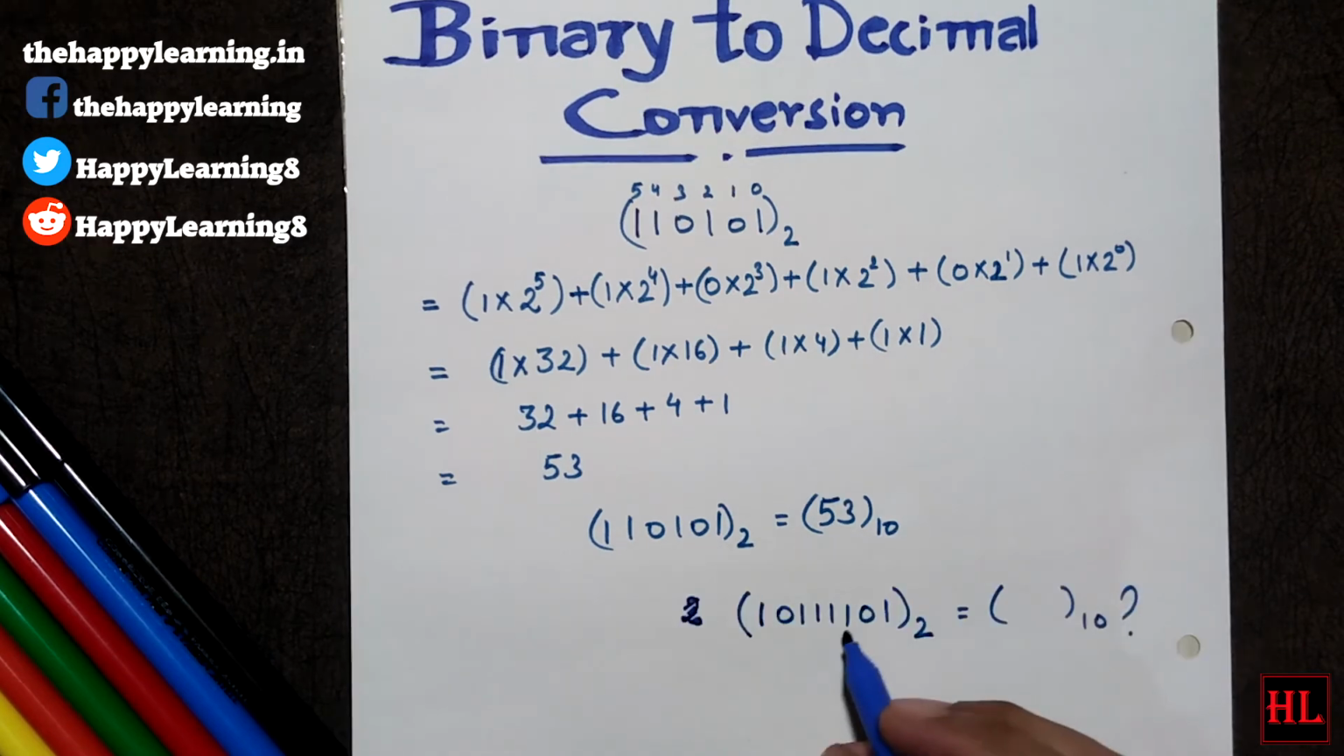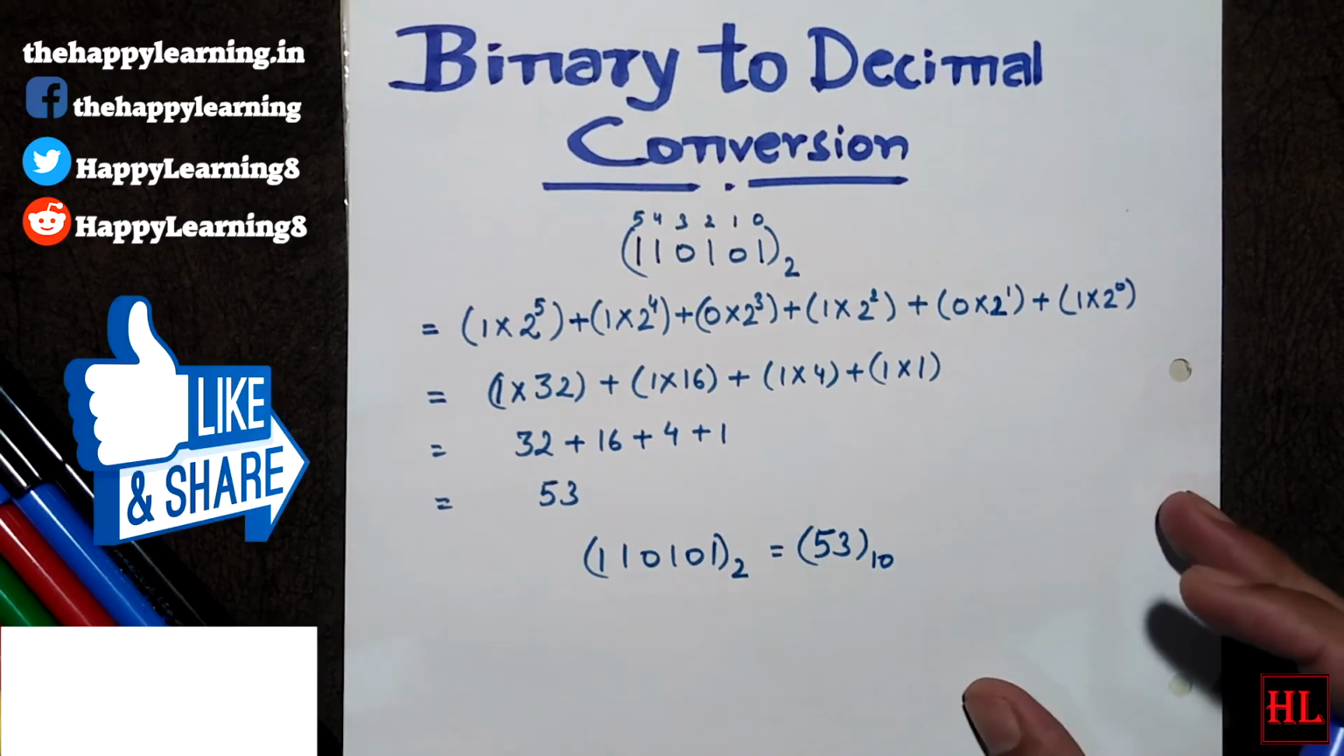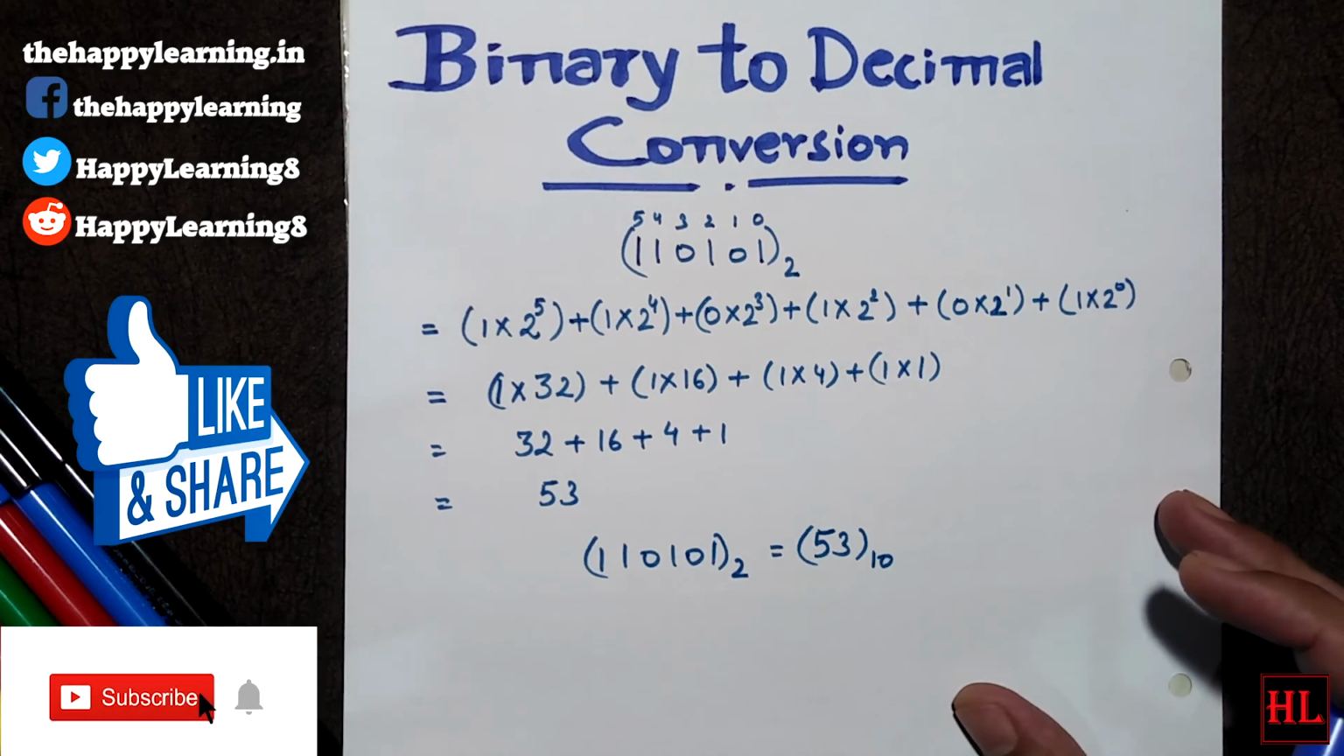Now let's see if you can find out the decimal equivalent of this binary digit. Write down your answers in the comment section. So that's how we convert binary into decimal number.